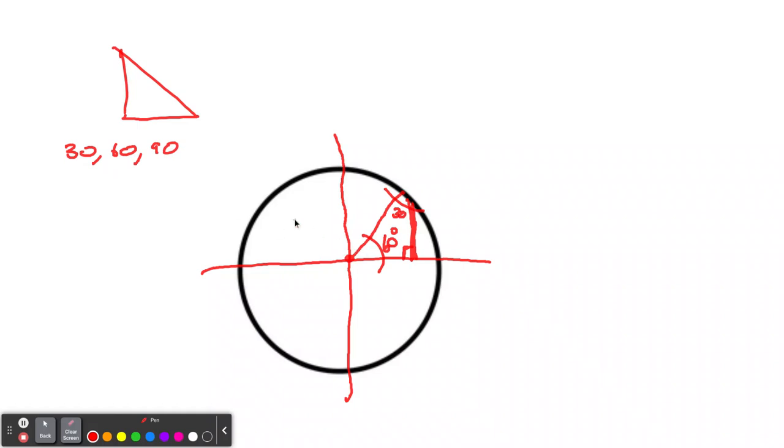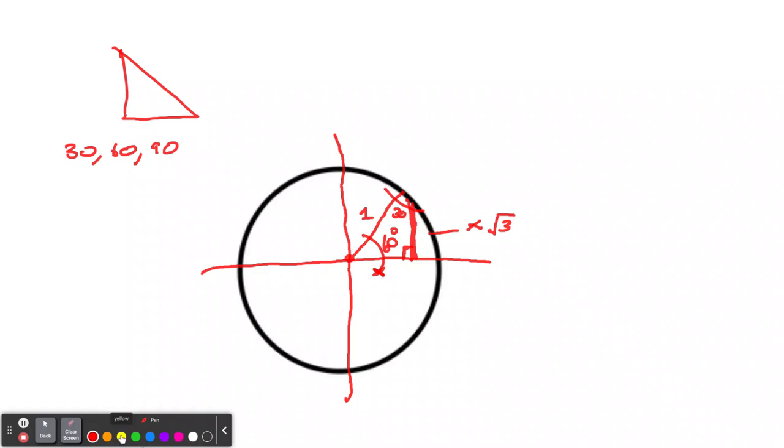But be careful. The last time we did it, what was opposite the 30 degrees is x. So this would be the shorter leg. This would be x square root of 3, and this, of course, would be 1. So it's the same way.